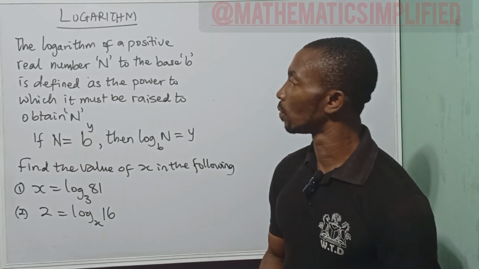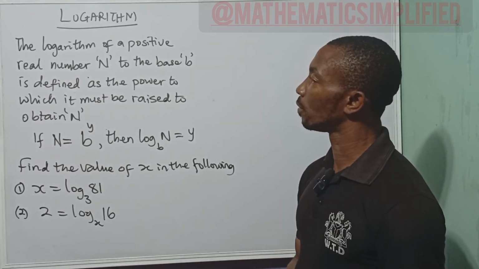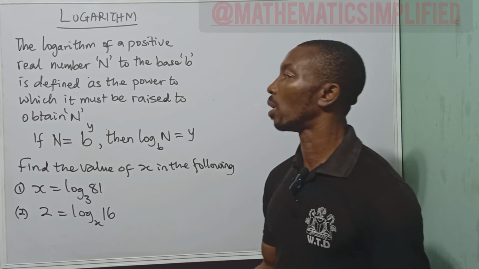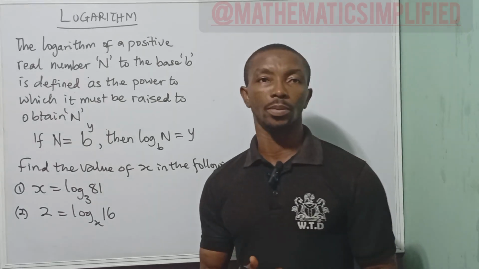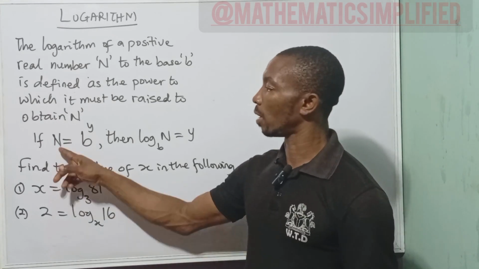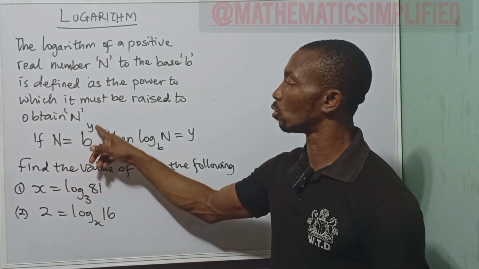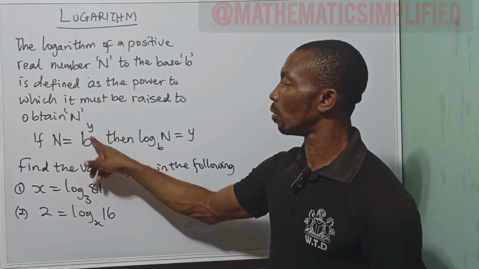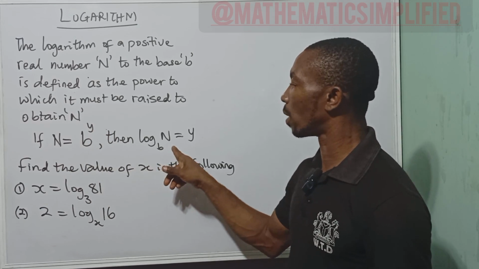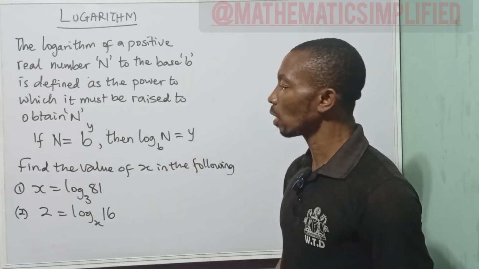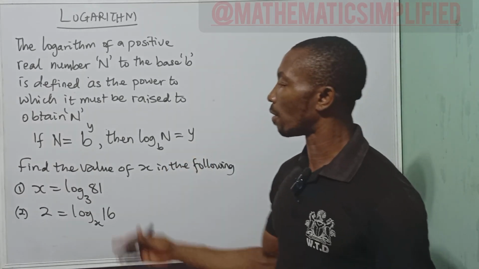What is logarithm? The log of a positive real number n to the base b is defined as the power to which b must be raised to obtain n. That means if b has to be raised to power y to get n, the log of n to base b will be equal to y. Now, let's look at our first example.